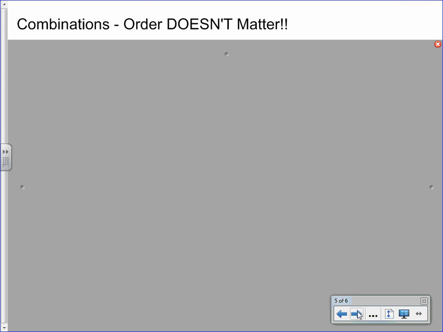Let's talk about a combination where order doesn't matter. What are situations where order is not important? Okay. Anytime we're talking about a permutation or a combination, you're taking a certain number of objects and you're picking them, and either the order is important or not.